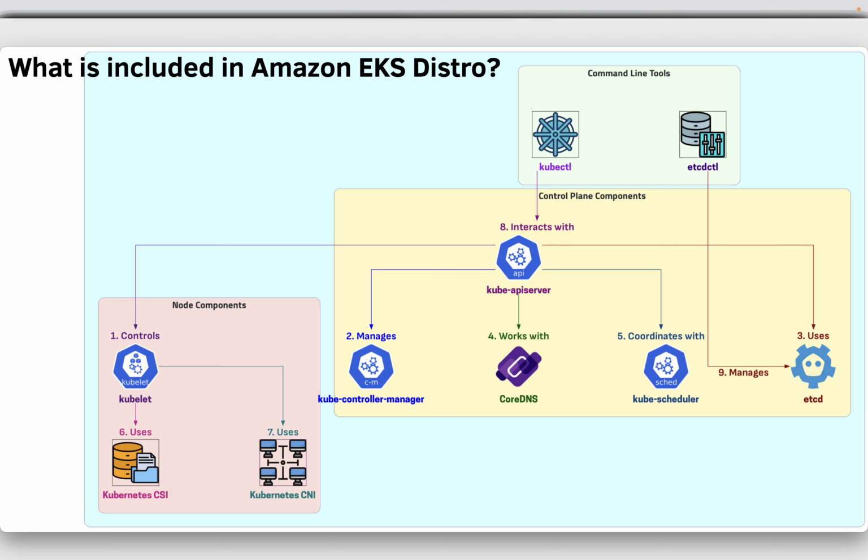So what is included in the EKS Distro? EKS Distro includes the open source upstream Kubernetes components and third-party tools including configuration database, network, and storage components necessary for cluster creation. These include Kubernetes control plane components, for example, Kube Controller Manager, etcd, and CoreDNS. Kubernetes node components, for example, Kubelet, Kubernetes CSI and CNI, and command line clients, for example, kubectl and etcdctl.